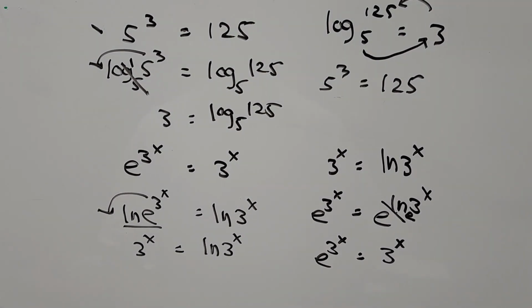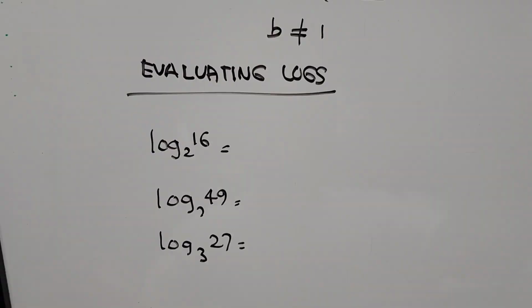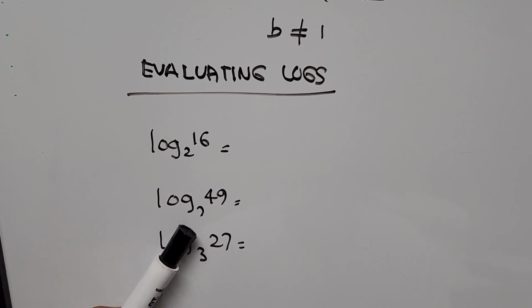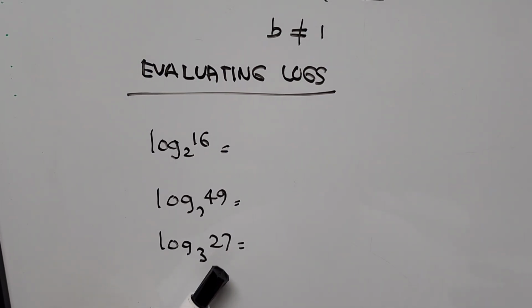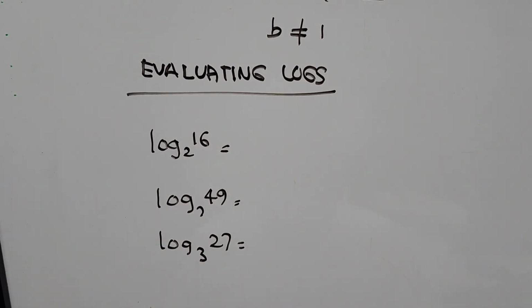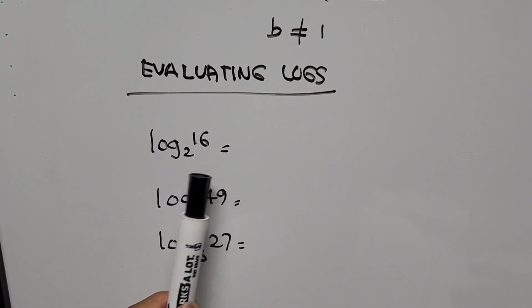So now let's go to evaluating logarithms. So we have here evaluating logs. Log base 2 of 16, log base 7 of 49, log base 3 of 27, or we say log of 27 base 3. That's how you say it, either way, the other way around. So what does it mean to evaluate logs? All we have to do is find the value of this expression.